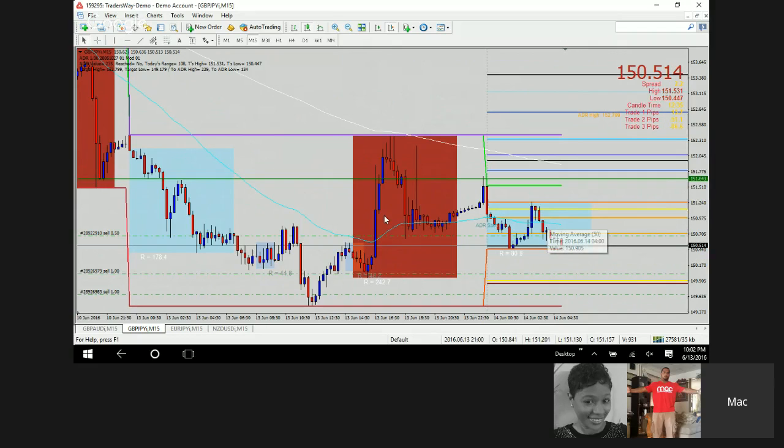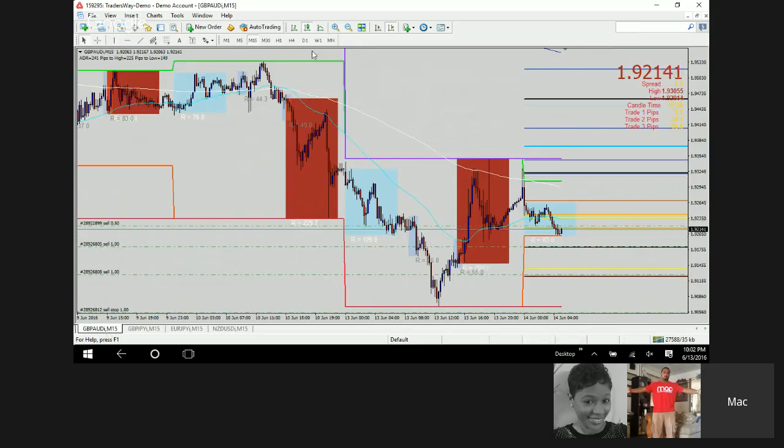Wait, what chart are you looking at? Are you looking at my screen right now? That's not the one you were showing me earlier, right? With the three levels? Go back to the day chart. All right.